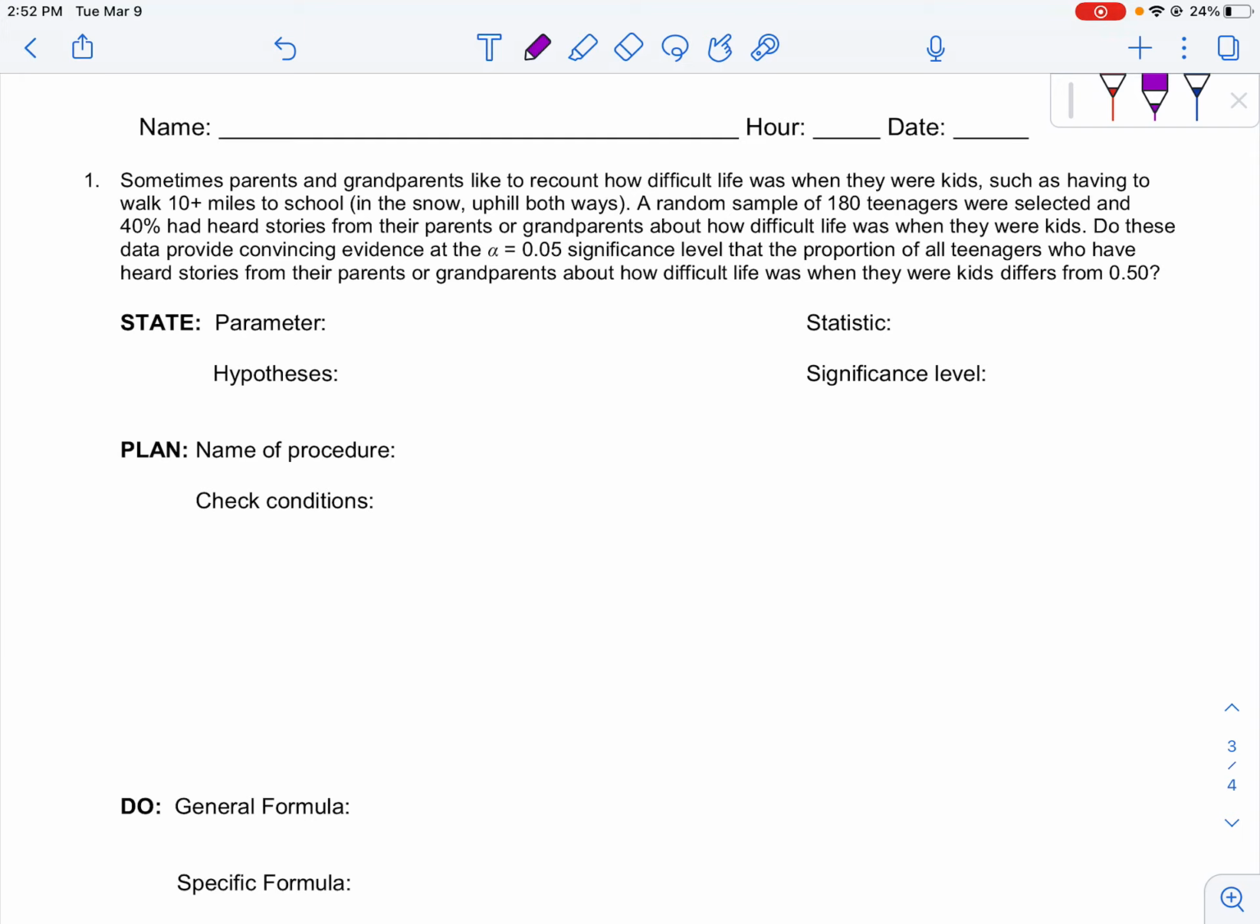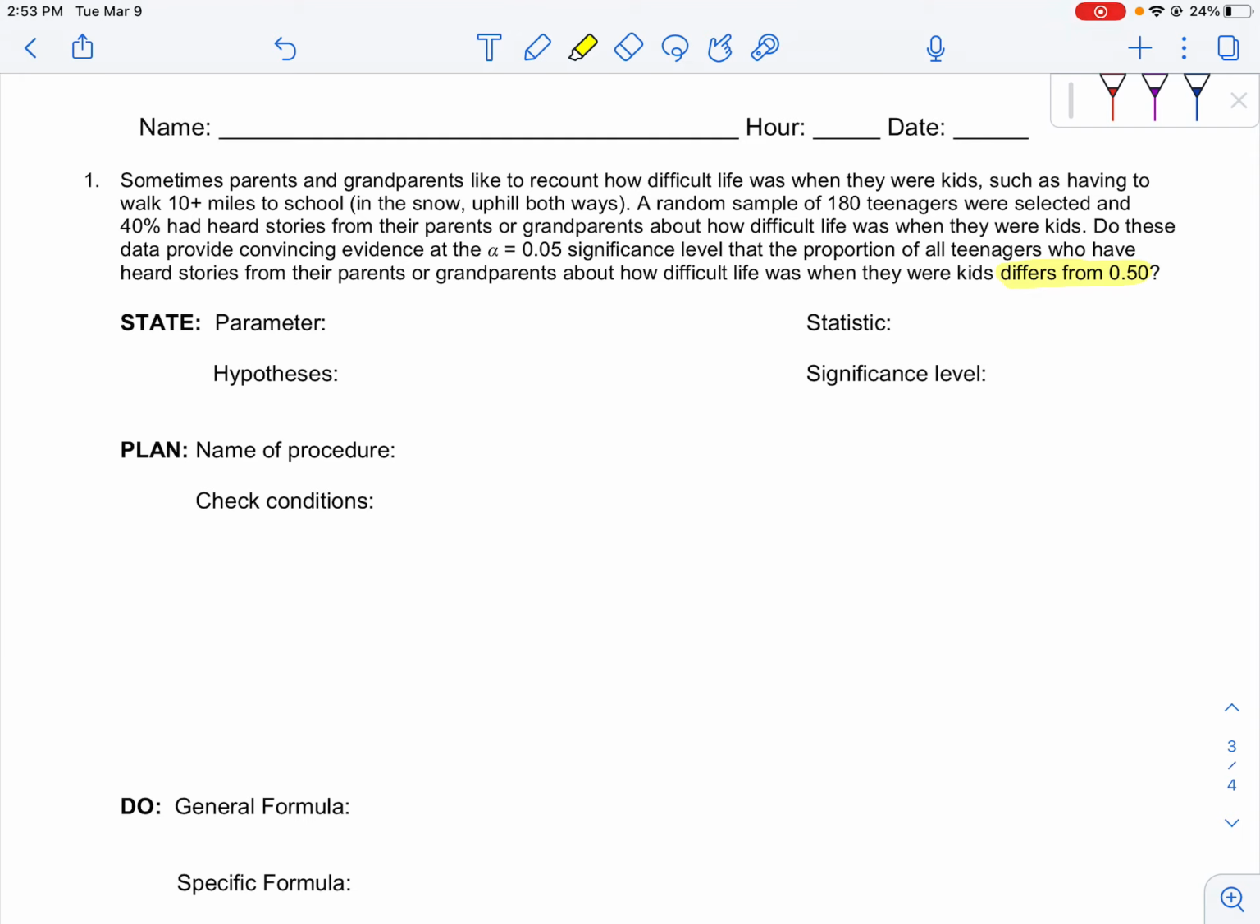A random sample of 180 teenagers were selected, and 40% had heard stories from their parents or grandparents about how difficult life was when they were kids. Do these data provide convincing evidence at an alpha level of 0.05 or 5% that the proportion of all teenagers who have heard stories from their parents or grandparents about how difficult life was when they were kids differ from 0.50? Okay, and I would like you guys to highlight the word differ.